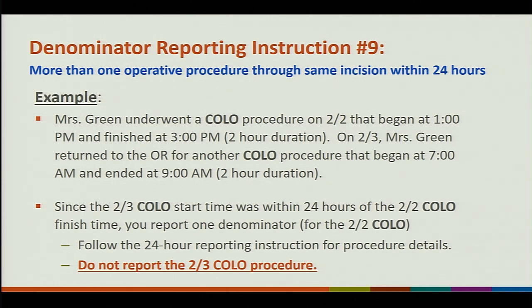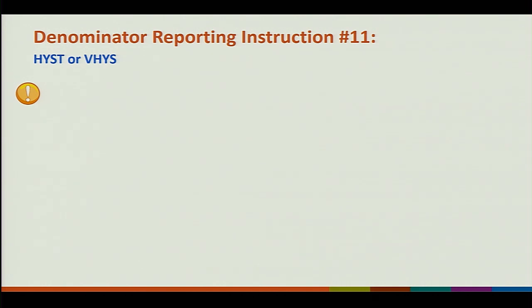Now, since the 2/3 COLO start time was within 24 hours of the 2/2 COLO finish time, you report one denominator, and that's for that 2/2 COLO. You follow the 24-hour reporting instructions for procedure details. You do not report the 2/3 COLO procedure. Does this make sense to everybody? Okay.